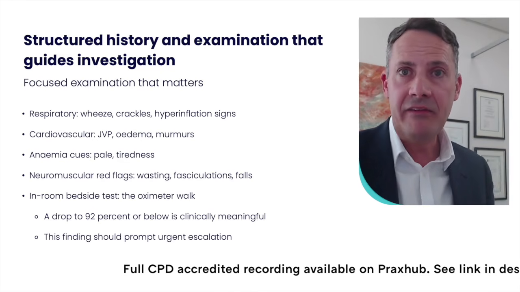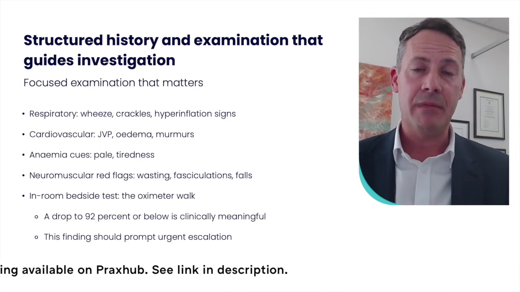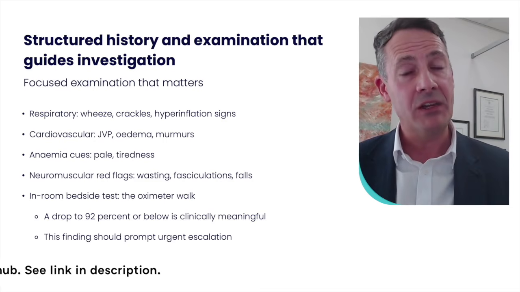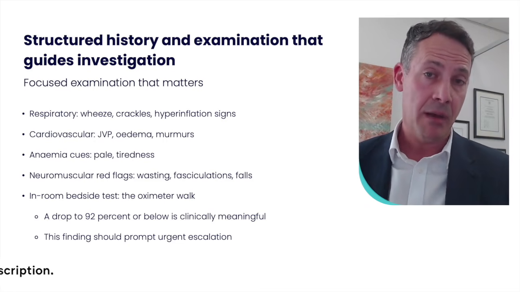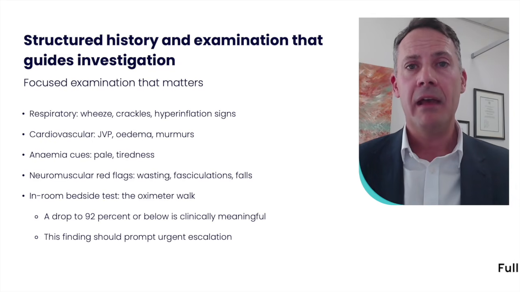When looking at the cardiovascular system, you want to look at the JVP and signs of fluid overload, peripheral edema, listen for any murmurs, particularly new murmurs that might not have been documented by previous clinicians. You want to be looking for signs of anemia.